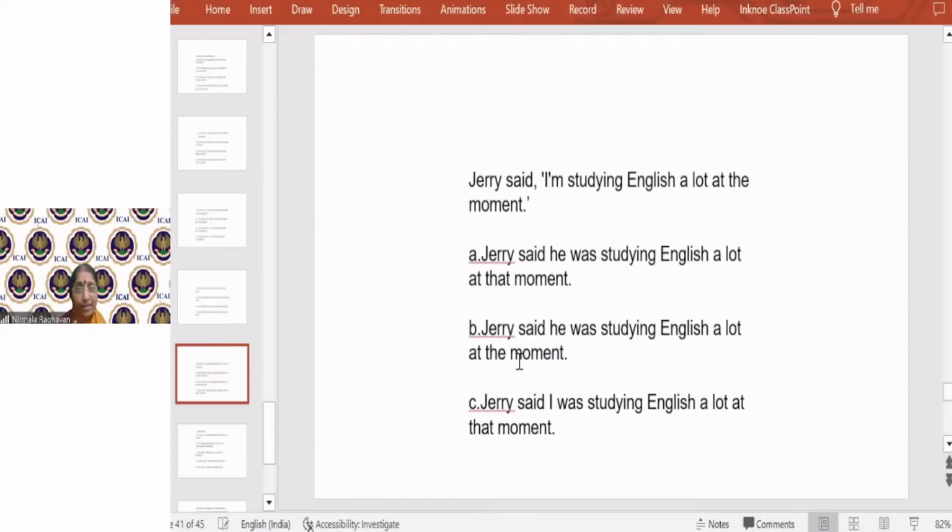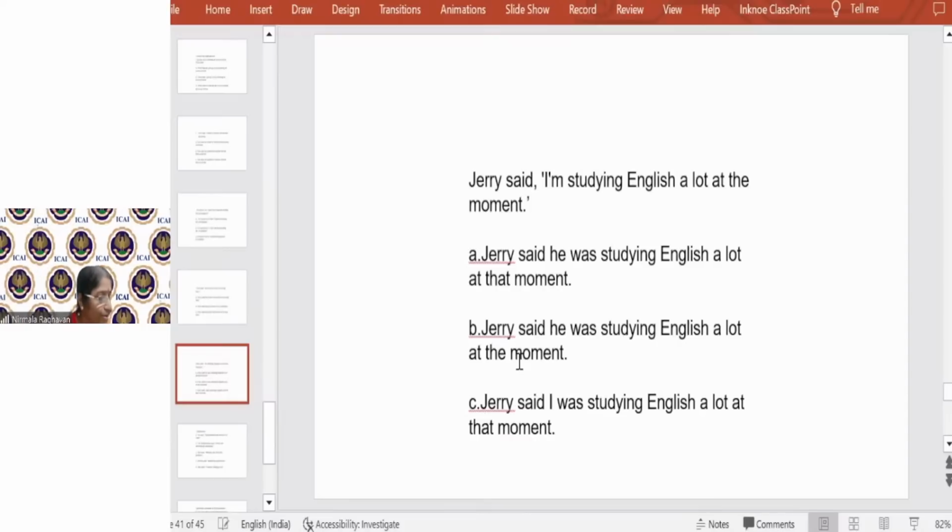Jerry said he has to change. Okay. So "am" will become "was." Am is present tense. Am will become was. Studying English a lot. And "at the moment" will become "at that moment." So let me see. Jerry said he was studying English a lot at that moment. This seems to be right.